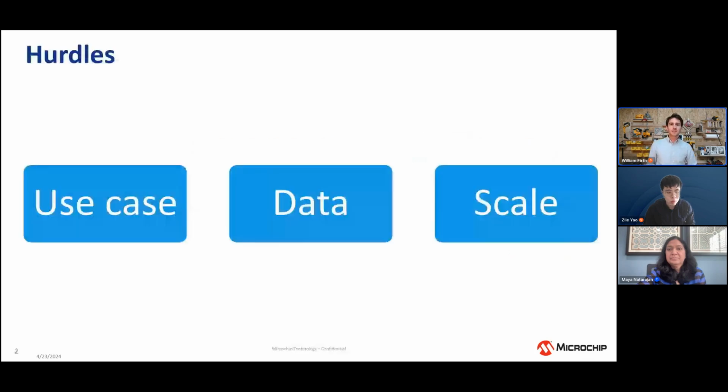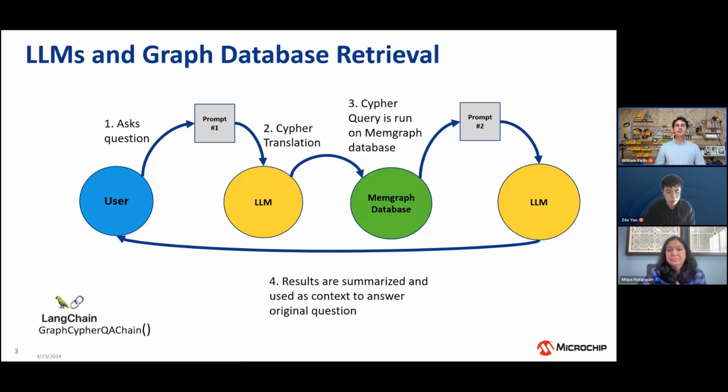So specifically, I want to talk about how you decide what type of use case this kind of solution is for. I want to talk about data, and specifically data privacy, and then we'll talk a little bit about scale. But first, just so we're all on the same page, I want to talk about what we mean when we say LLMs and graph database retrieval.